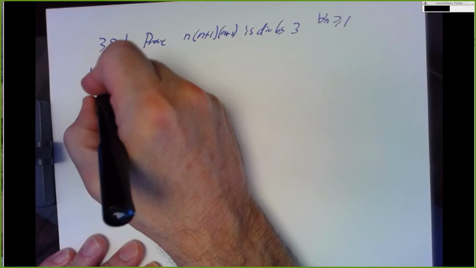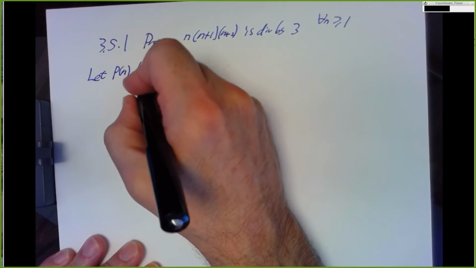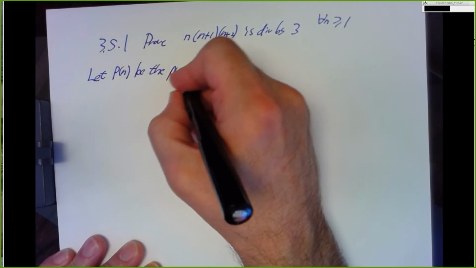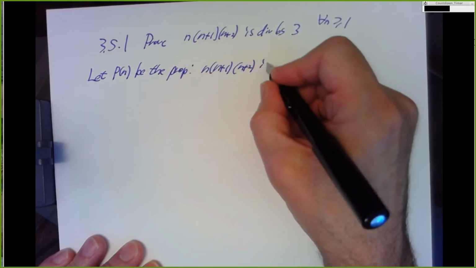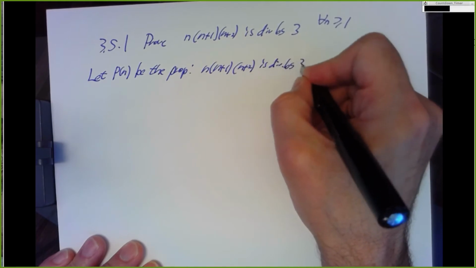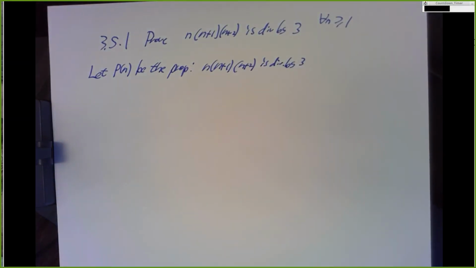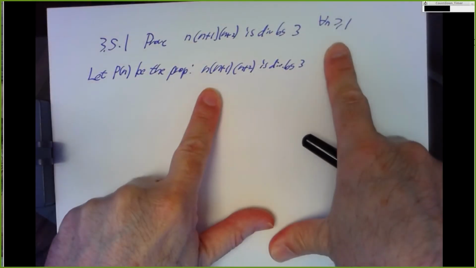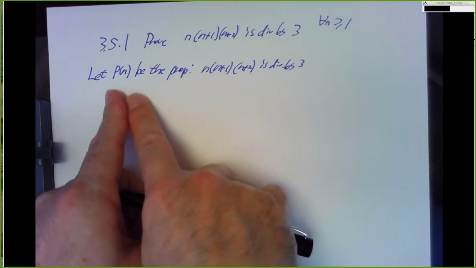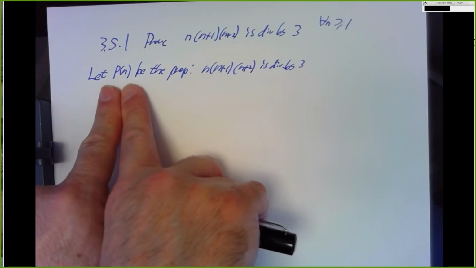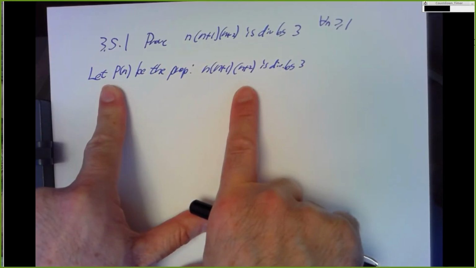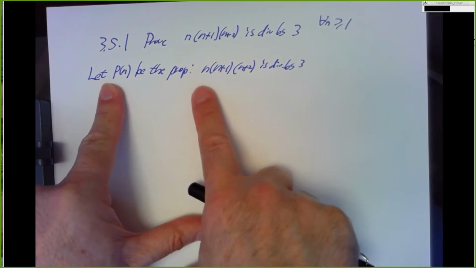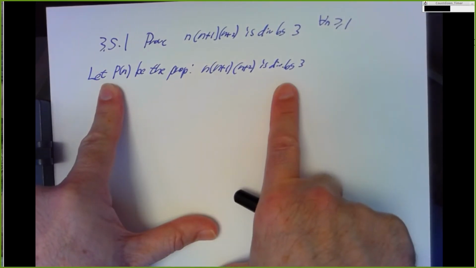Let P of n be the proposition n times n plus 1 times n plus 2 is divisible by 3. P of n is not the proposition that this is true for all n. That doesn't make sense. P of n says, if I plug a 1 in here, P of 1 is the proposition that 1 times 2 times 3 is divisible by 3. P of 5 is the proposition that 5 times 6 times 7 is divisible by 3.